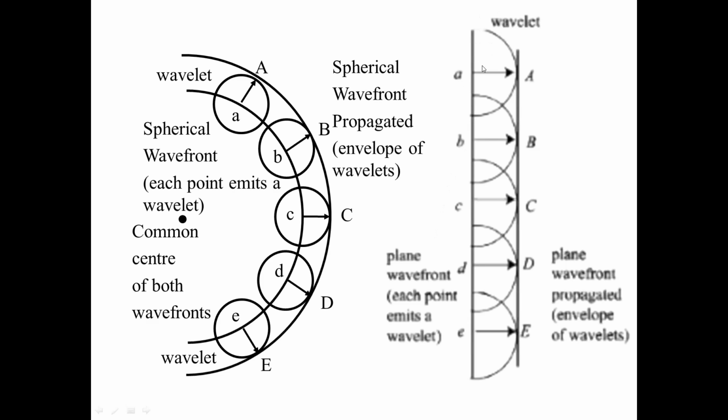If the given wavefront is a plane wavefront, we can draw the spherical waves as shown here. The amplitude is maximum in the forward direction. That is the assumption made by Huygens, and the amplitude is 0 in the backward direction. That is why we are considering the forward envelope.